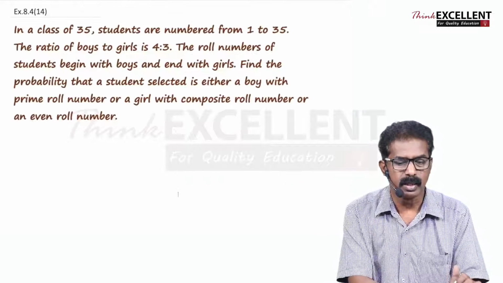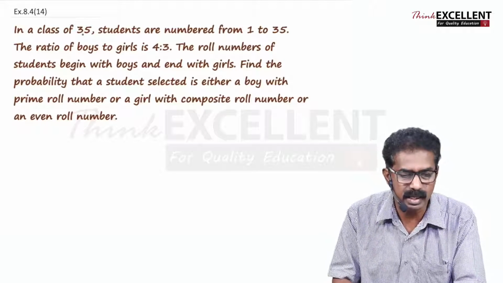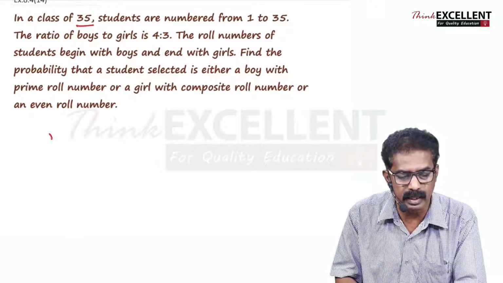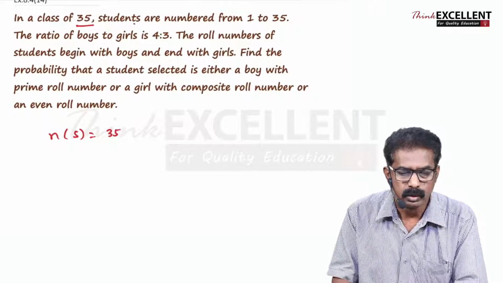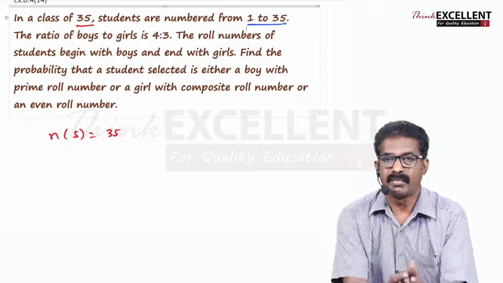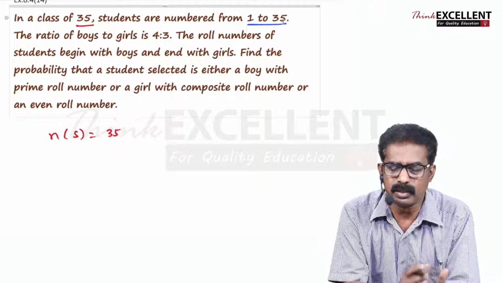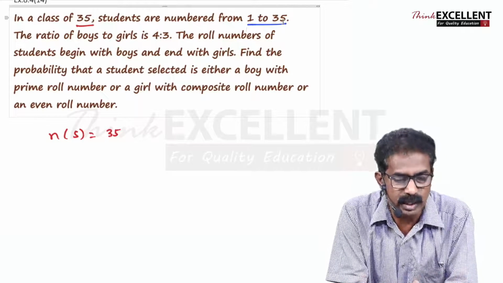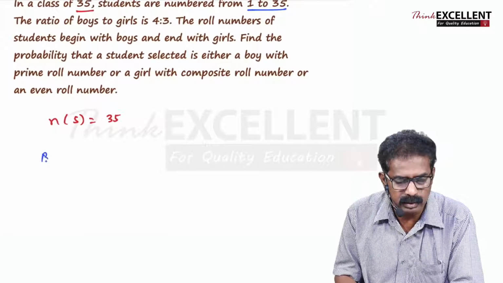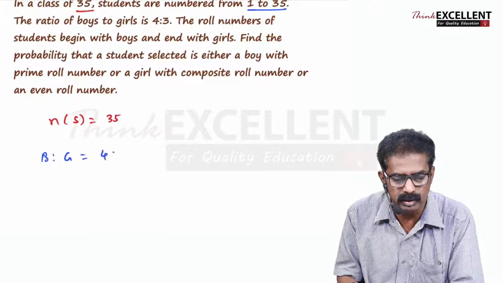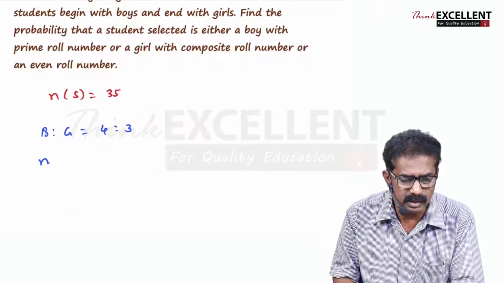Okay, now let's move on to the last question, that is sum number 14. In a class of 35, so you know n of S is equal to 35. Students are numbered from 1 to 35. Suppose you assume in your class there are 35 students, the roll numbers 1, 2, 3, etc. up to 35. The ratio of boys to girls is 4:3. So total ratio 7.